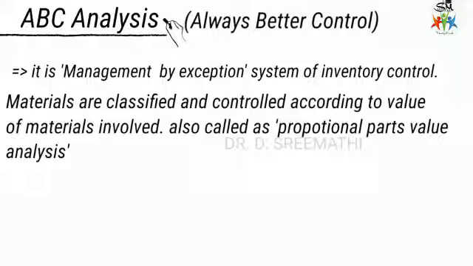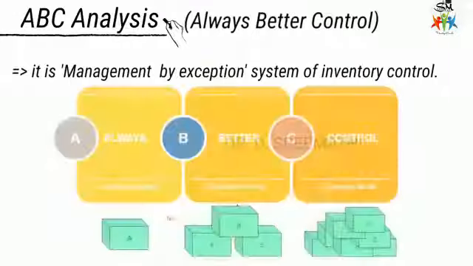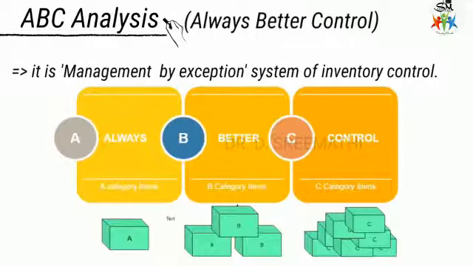So here we can say that high value items are paid more attention than the low value items. Okay, so here the materials are classified under A, B and C designation on the basis of their value and importance. So what is about the A category? Here it consists of only a few items of higher values, category B includes more items of medium values, and C category includes all other materials.